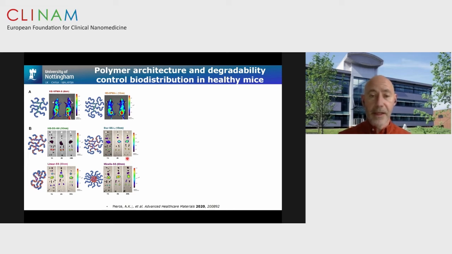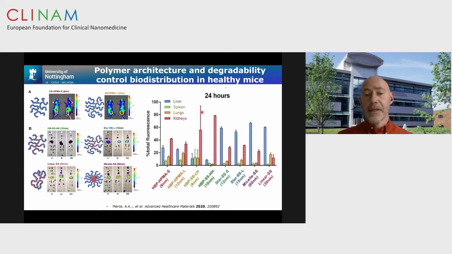And you see some quite interesting patterns. This is quite busy, I accept, so I'll walk everyone through this. What you can see is on this side of the graph, we have relatively higher accumulation in the kidneys. So these polymers, hyperbranched non-degradable, hyperbranched non-degradable, in the kidneys. In this case, there was a hyperbranched degradable, about 8 nanometers. And these go into the kidneys.